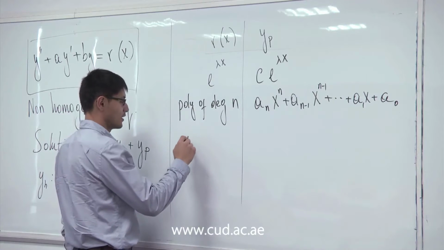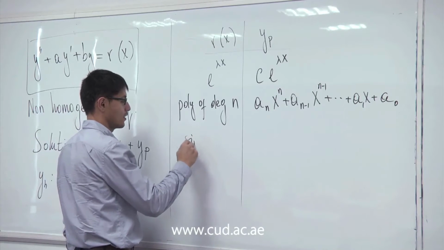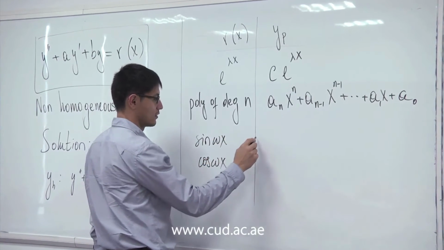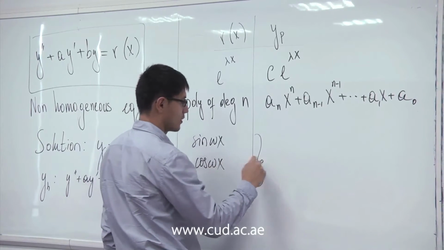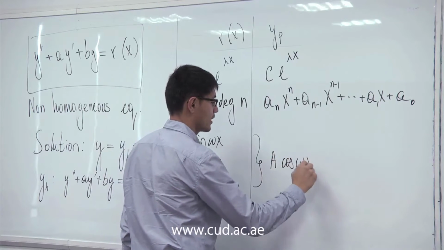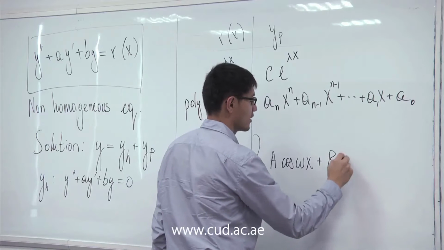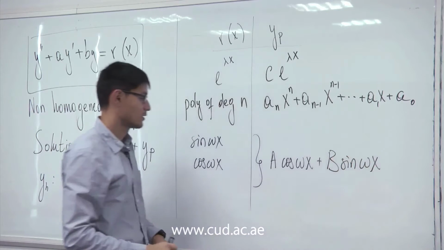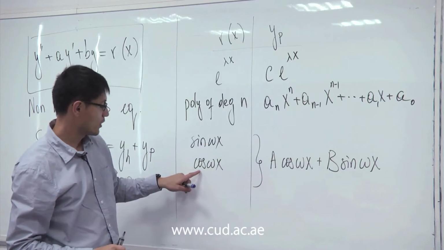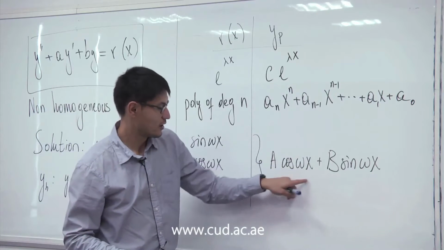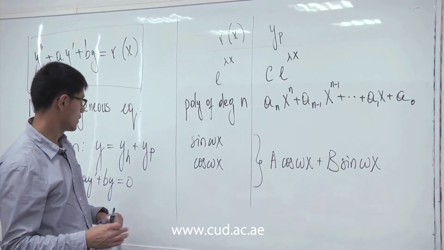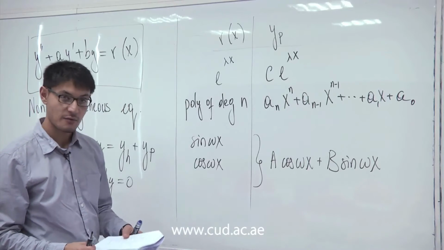And the third case is if we have either sin(ωx) or cos(ωx). In this case, the solution is going to be a cos(ωx) + b sin(ωx). So if you just have sin(ωx), this will be yp. Or if you have cos(ωx), this will still be yp. Okay? So now let's do a few examples to demonstrate how this method works.